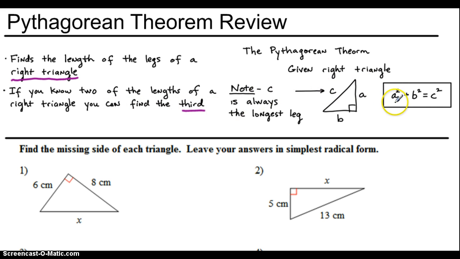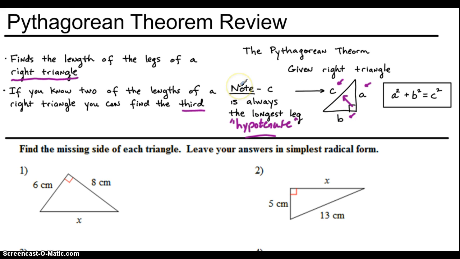Now, the Pythagorean Theorem says that if you name the sides of the right triangle A, B, and C, where C is the longest leg of a right triangle, also known as the hypotenuse, then A squared plus B squared equals C squared. The length of A squared plus the length of B squared will equal the length of C, the hypotenuse, squared. And again, hypotenuse is the longest side. You can also think of it as always being across from that right angle, if you're not sure where the hypotenuse is. It's the opposite side to the right angle in a right triangle.